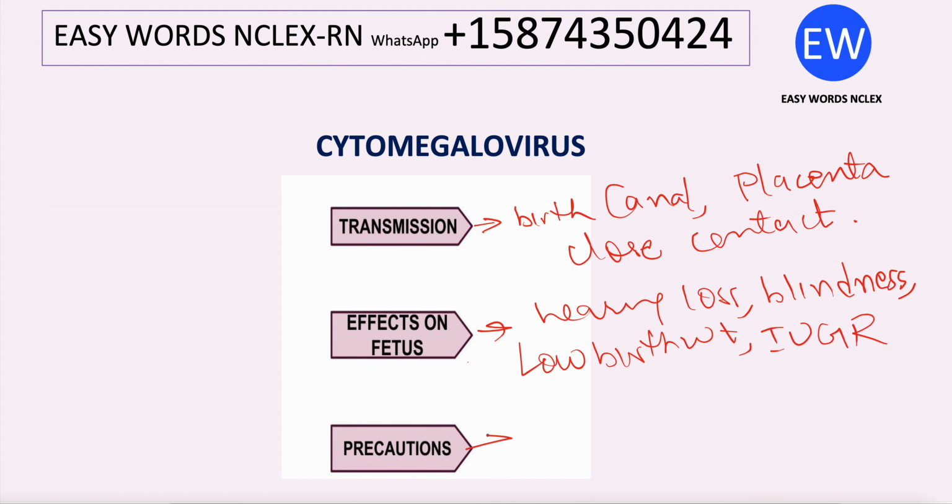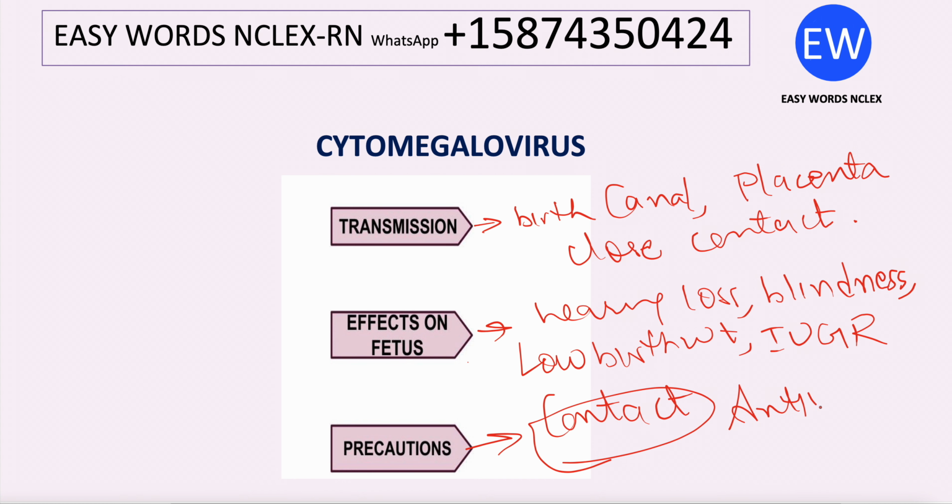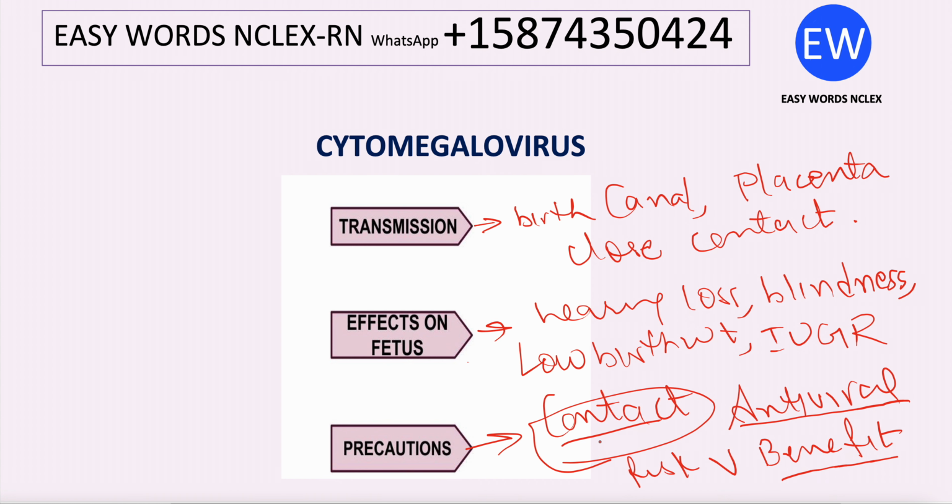Precautions: what kind of precautions do we need to implement to prevent this infection? Contact precautions. And also, for a pregnant client, the physician may order antiviral medications, but antiviral medications may be toxic during pregnancy, and the physician will consider risk versus benefit prior to starting the antiviral medications. And of course, we need to maintain contact precautions for this client.